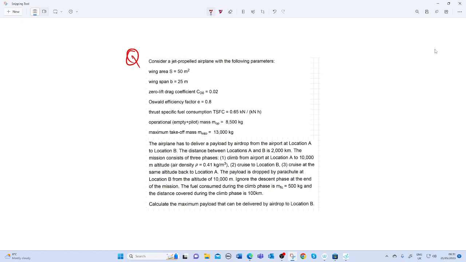The payload is dropped by parachute at location B from the altitude 10,000 meter. Ignore the descent phase at the end of the mission. The fuel consumed during the climb phase is MFC, which is 500 kilogram, and the distance covered during the climb phase is 100 kilometer. Calculate the maximum payload that can be delivered by the airdrop to location B.